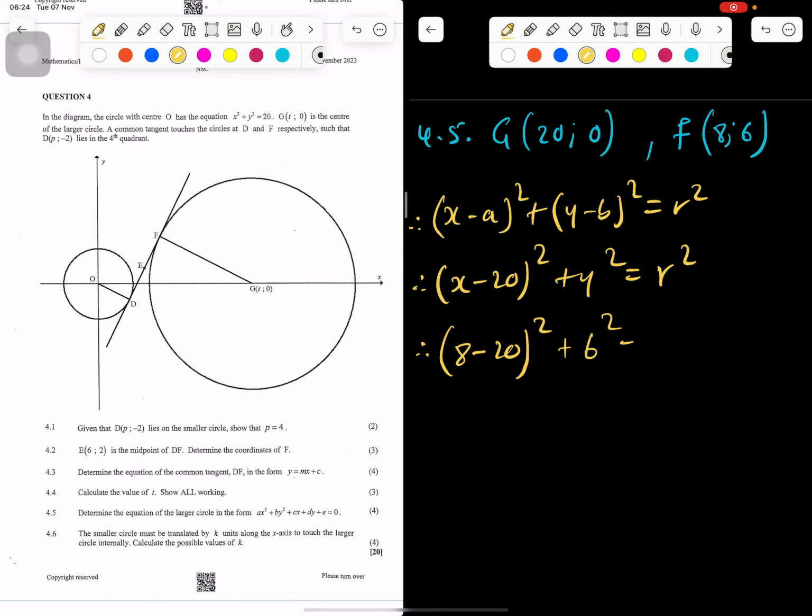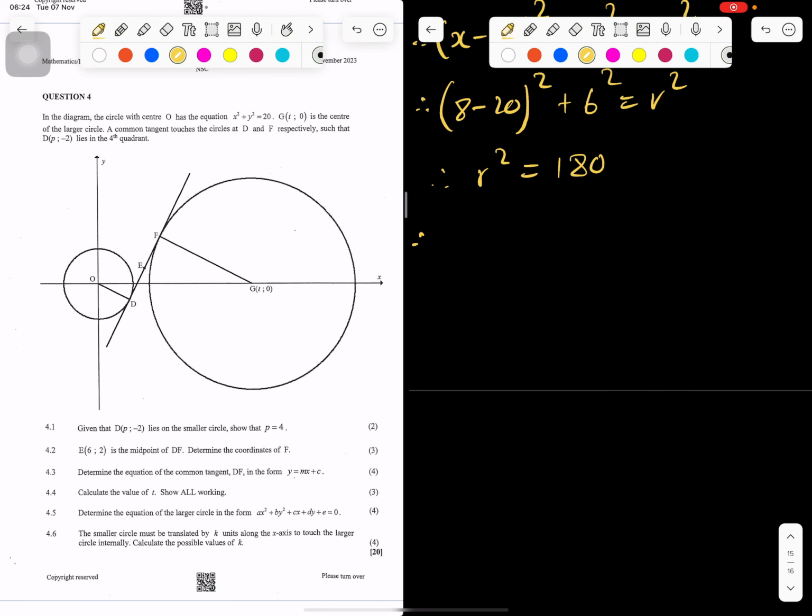It's going to be 6 squared equals r squared. Therefore, my r squared, I have to use a calculator here, gives me 180, right? So therefore, I have (x minus 20) squared plus y squared is equals to 180. And now I need to expand this, bringing 180 to this side.